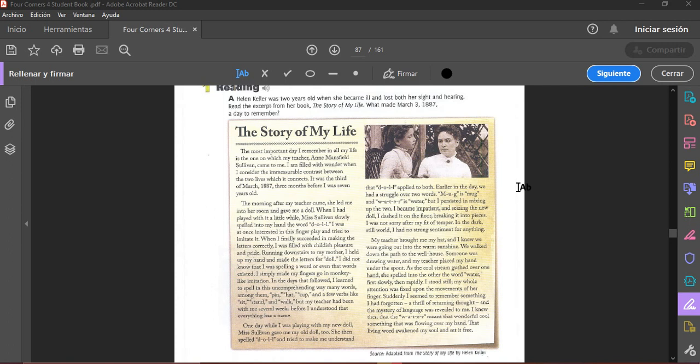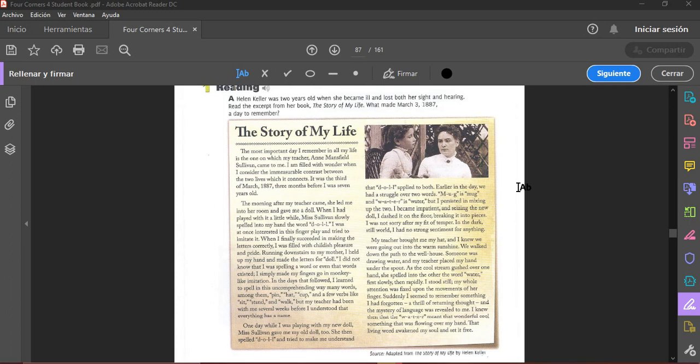Earlier in the day, we had a struggle over two words. MUG is mug, and WATER is water, but I persisted in mixing up the two. I became impatient, and seizing the new doll, I dashed it on the floor, breaking it into pieces. I was not sorry after my fit of temper. In the dark, still world, I had no strong sentiment for anything. My teacher brought me my hat, and I knew we were going out into the warm sunshine.